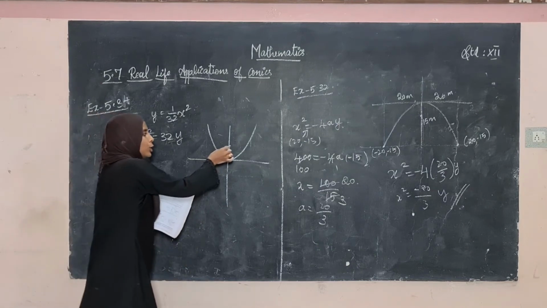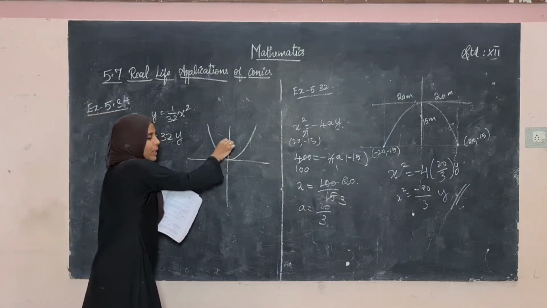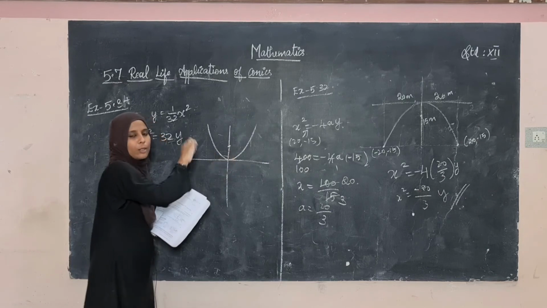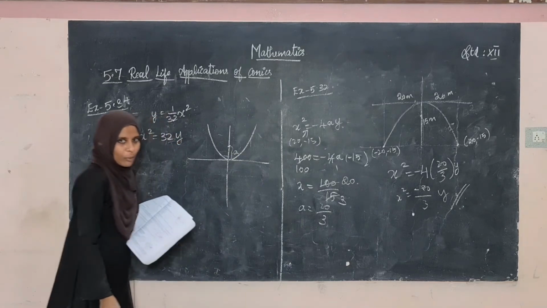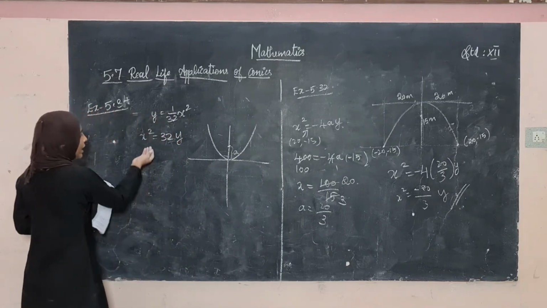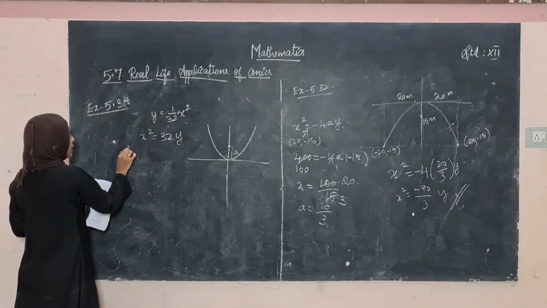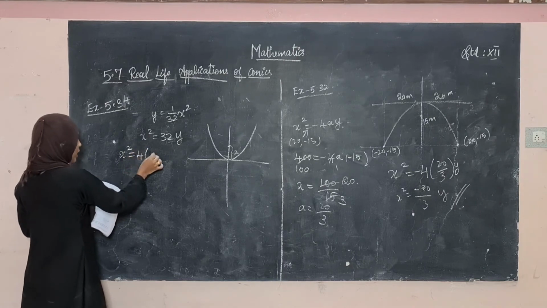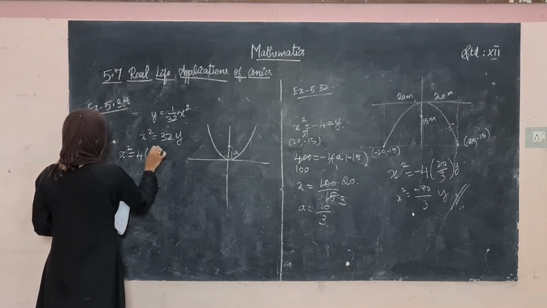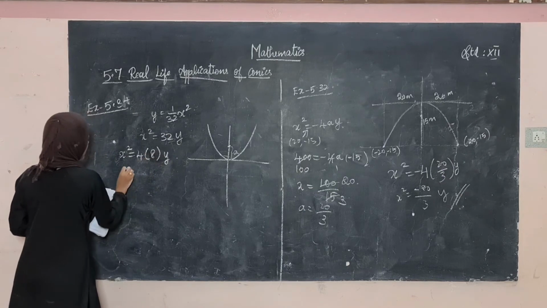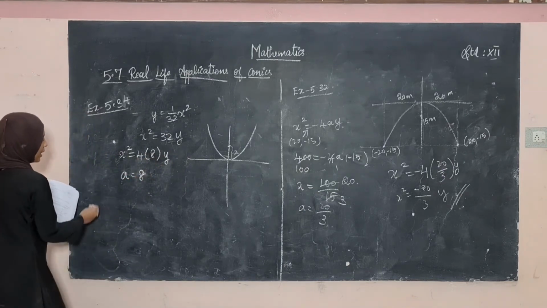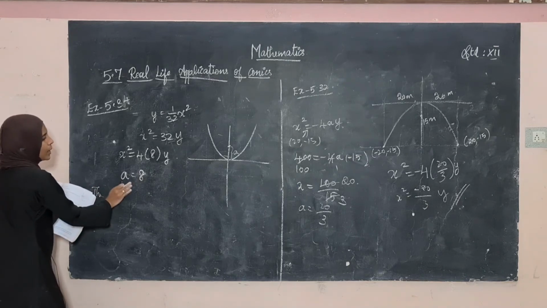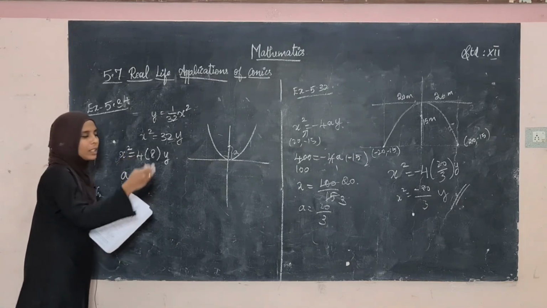They have given that the tube is located at the focus, and we need to find how high the tube is located from the vertex. That distance is called a, right? We want to find the value of a. Here, x square is equal to 4 into a into y, that is 8y. So from this we get a is equal to 8. So the heating tube should be situated 8 meters high from the vertex.